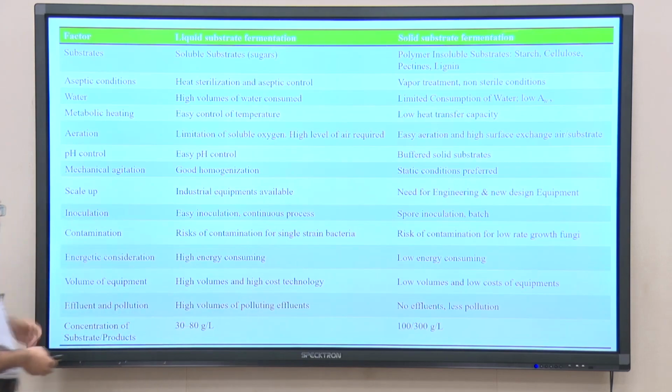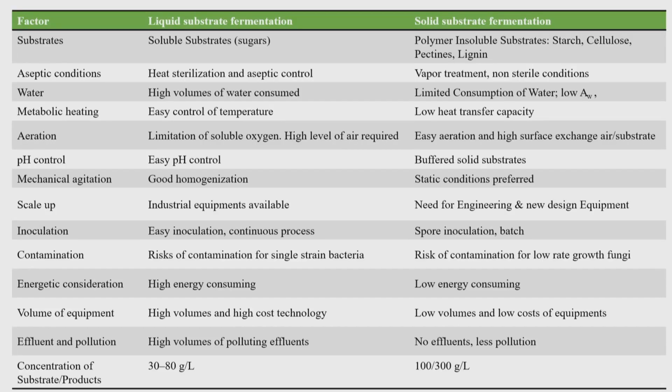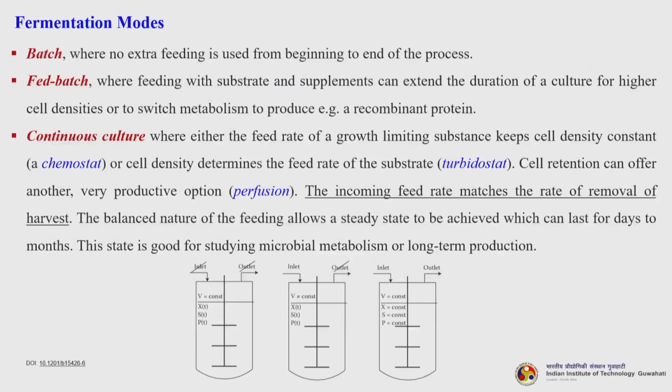Okay. So, you can go through the table later on. I am moving ahead. We will try to understand what the different fermentation modes are and how it can be done. Essentially, there are three. One is the batch, which is very much practiced in most of the lab scales, then the fed batch, and then the continuous culture.